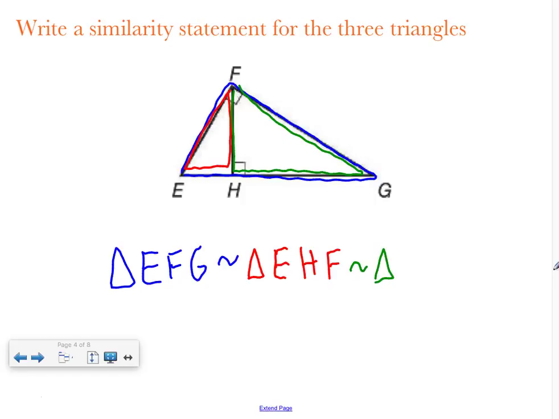Now let's go back to the blue. Which one matches with E? F. What matches with F? The right angle is H. And then G. Is that it? Yeah, that was it. We just want to write a similarity statement for those 3.